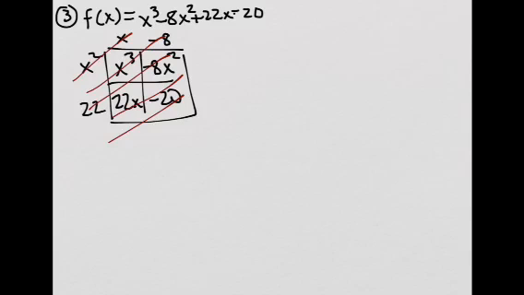So now we're going to have to do the p over q. Fortunately for us, the leading coefficient is 1. A is 1. So that means q is plus or minus 1. So we just have to focus on the p factors, which are these right here. So it's going to be plus or minus 1, 2, 4, 5, 10, and 20. Okay?